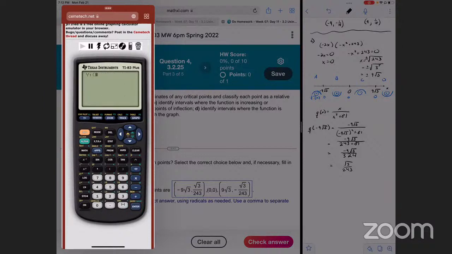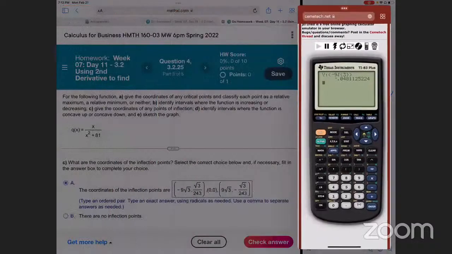Now first let's go ahead and test the 0. The output should be 0. That's fine. Now when x was at negative 9 root 3, so I'm going to call that negative 9 times the square root of 3. Let's get rid of that. And we got something like this, right? It should be negative. We got our negative. Okay. Hopefully that's all it is.